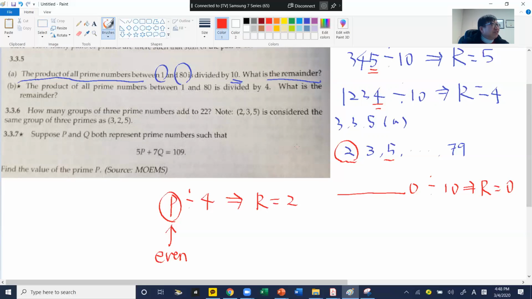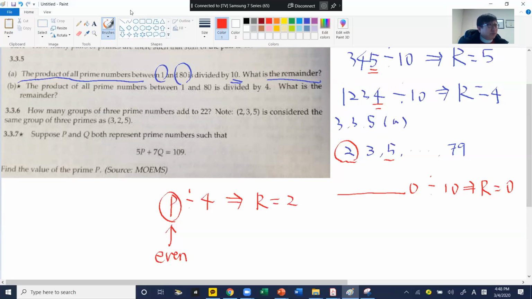How about 10? 0. How about 11? 0. 12, 3 and 4, right? Yeah, divisible by 3. But when you divide it by 4, 2. So what does that mean? Maybe 2, right? Like that.